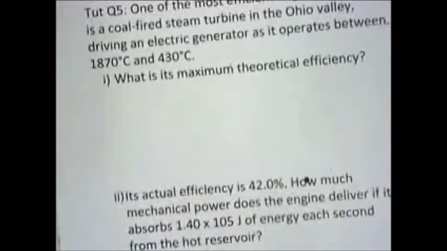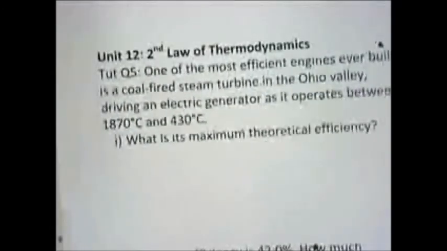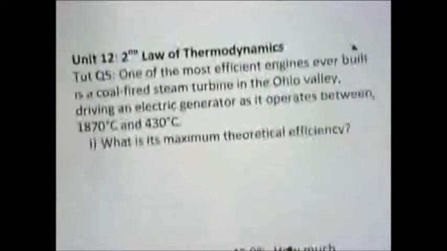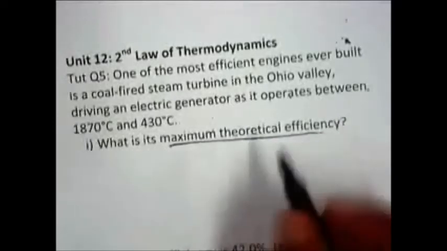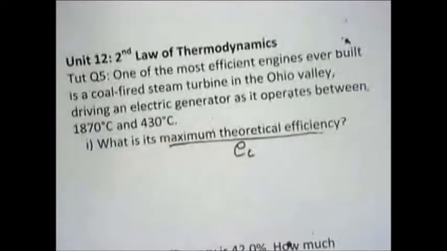Okay, looking at a question. One of the most efficient engines ever built is a coal-fired steam turbine in Ohio Valley, driving an electric generator as it operates between 1870 degrees Celsius and 430 degrees Celsius. What is the maximum theoretical efficiency? When it says maximum theoretical efficiency, it's asking what the Carnot efficiency is equal to.